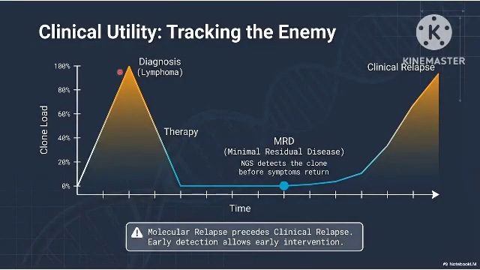So clonality testing is useful for making diagnosis and also to monitor residual disease. Why? Because molecular relapse precedes clinical relapse. Early detection allows early intervention.